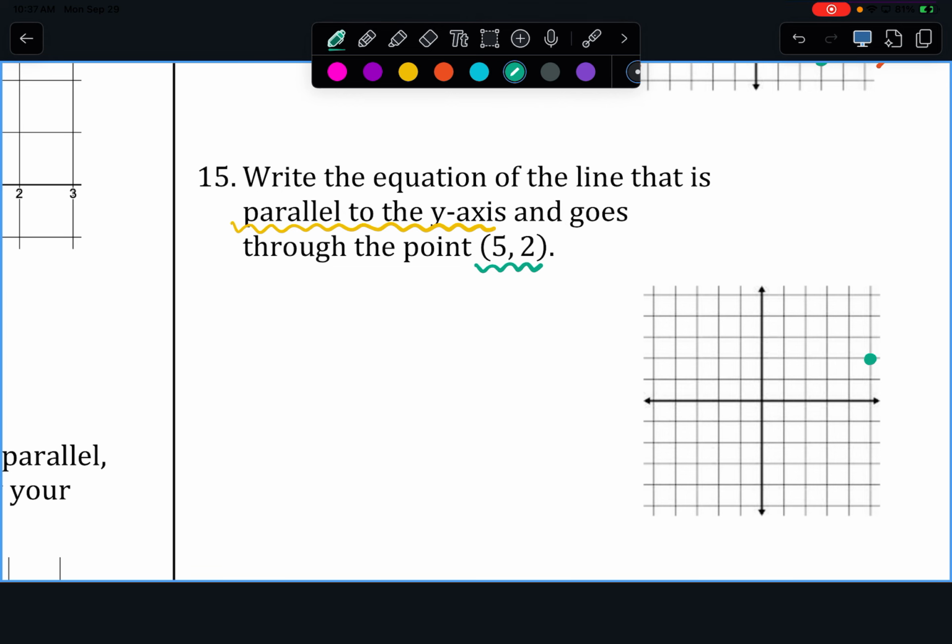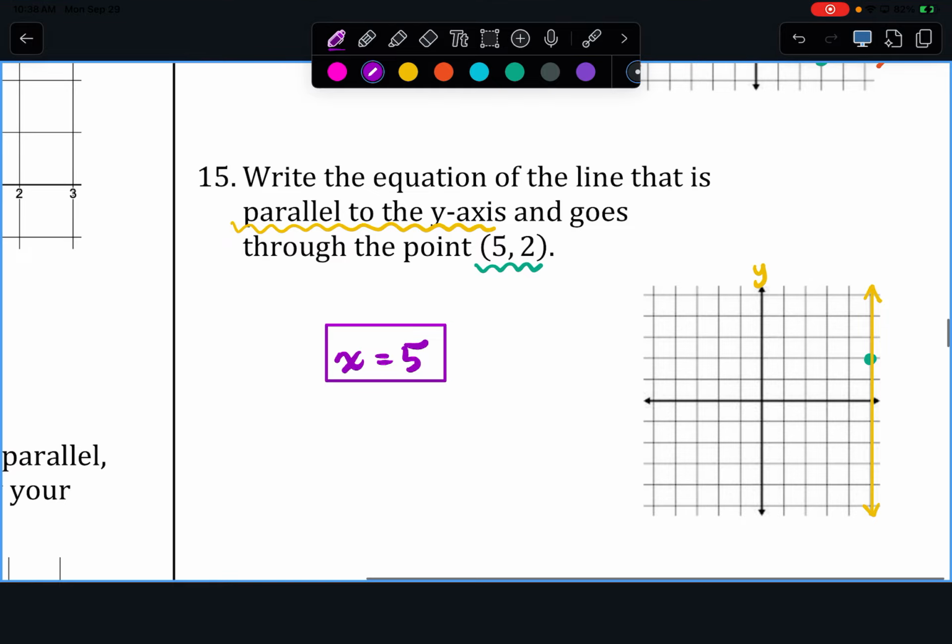And I want it to be parallel to the y-axis. Well, here's the y-axis. So if I want to run parallel to that axis, then that means my line is going to be a vertical line. So I want to write the equation of the vertical line, right? And it's only crossing the x-axis at 5. So its equation is x equals 5. Again, no work necessary, right?